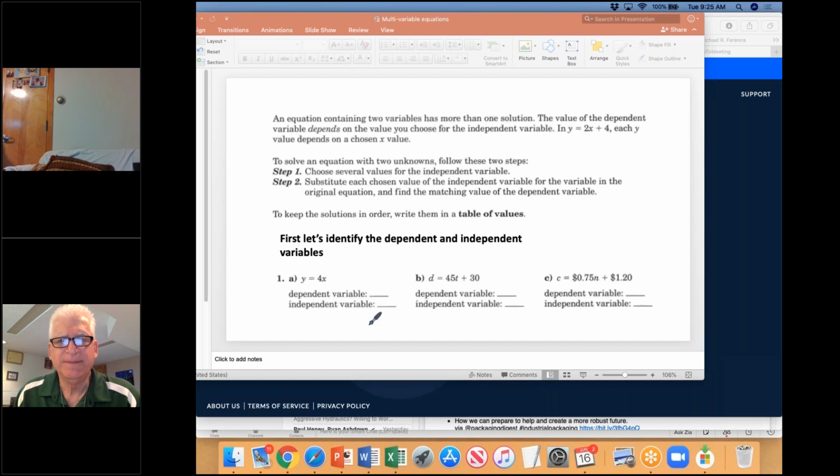As Natasha is getting her pen, we're going to take a look at three samples here of identifying the dependent and the independent variable. Again, the dependent variable is going to be by itself, and the independent variable is going to be on the side of the equal sign that has some kind of function. In this case, it's 4 times x. In this case, d and t, and it's 45 times t plus 30. In this case, we switch over to c and n: 75 cents times n plus $1.20.